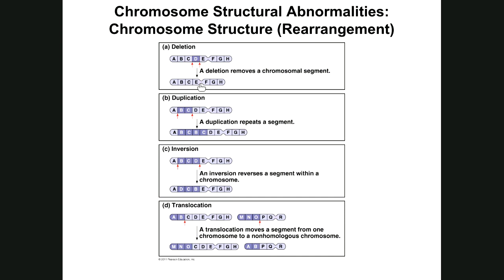When a deletion occurs, normally it cannot be picked up on a karyotype unless it's a significant loss of DNA. Most of the time you can't see this. All right. Duplications. Duplications have been found to occur very commonly in our DNA.